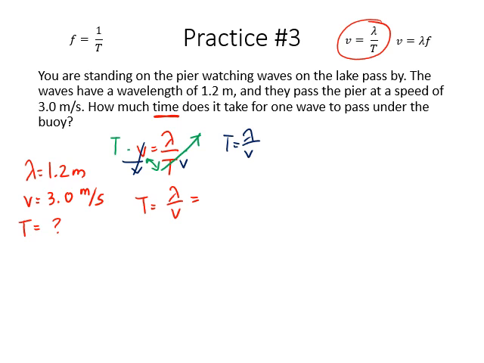All of our units are correct, so we can just say 1.2 meters divided by 3.0 meters per second. Your meters are going to cancel out. It leaves you with 1 over seconds, which then you can invert back and give you seconds. So it gives you 0.400 seconds.